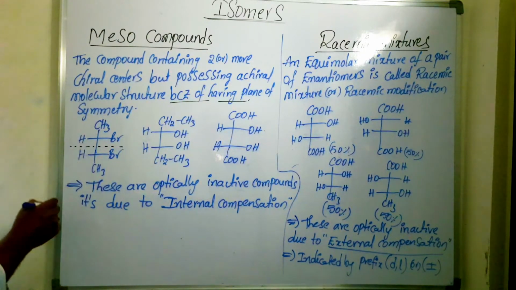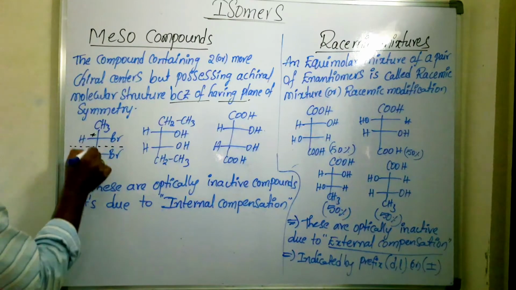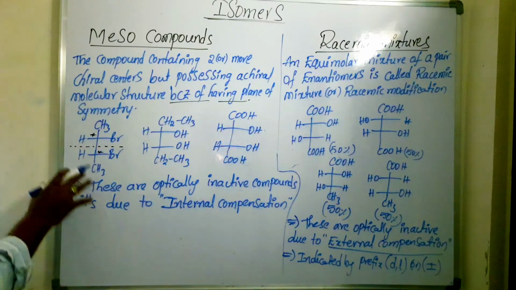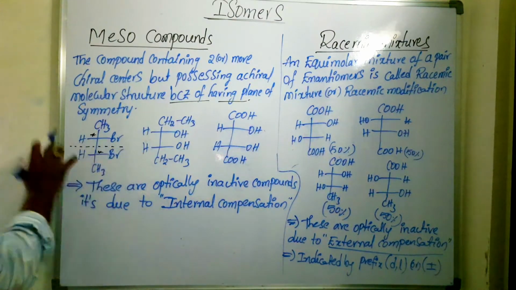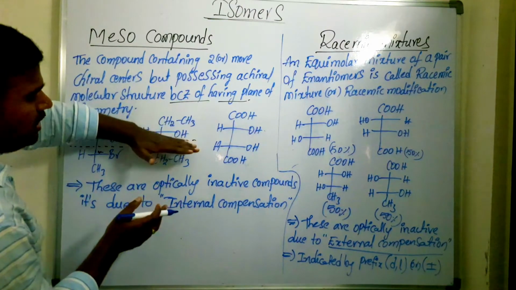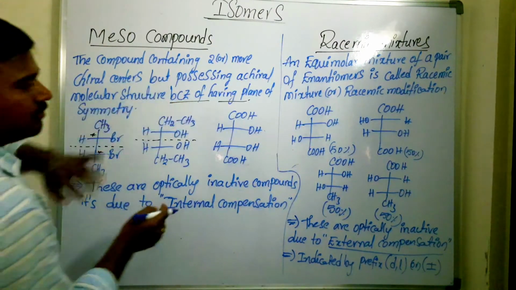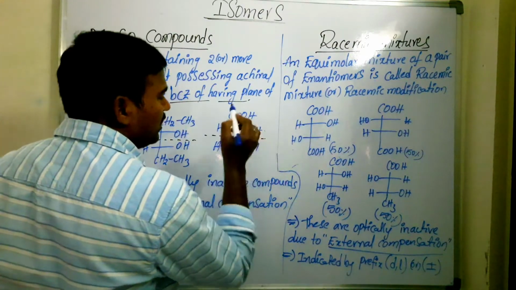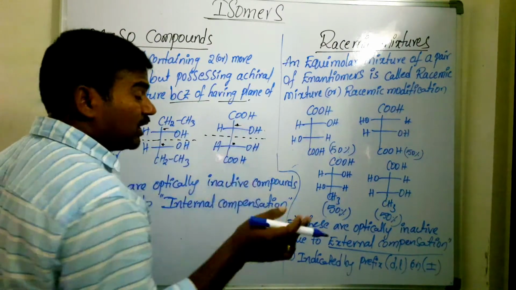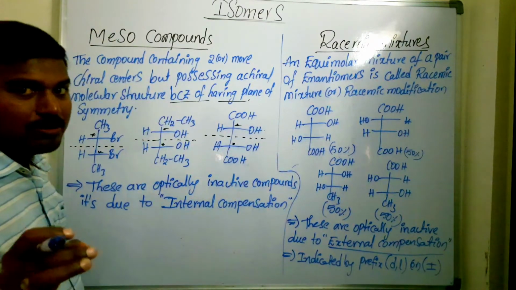Now 2,3-dibromobutane. In this case, due to the presence of this plane of symmetry, this molecule, even though possessing two chiral carbons, is optically inactive. So it is a meso compound due to the presence of the plane of symmetry. And here also it has the plane of symmetry. It can break the molecule into two equal parts. Above here, whatever part we are getting, below also the same part we are getting. So this also has the plane of symmetry with two chiral carbons. Even with more than two chiral carbons, if it has the plane of symmetry and is optically inactive, then such compounds are said to be meso compounds.